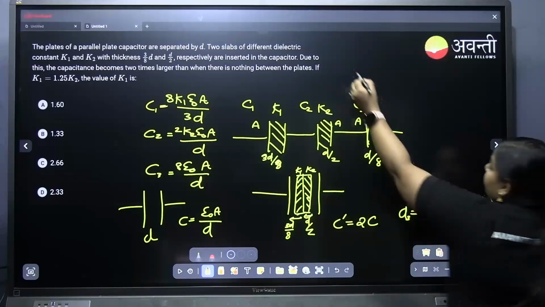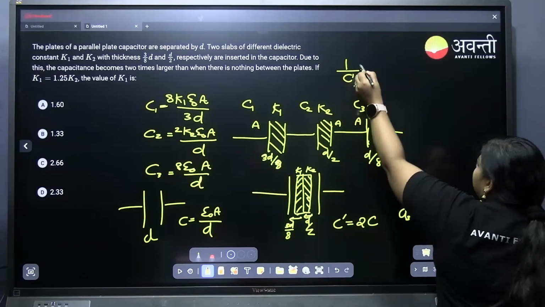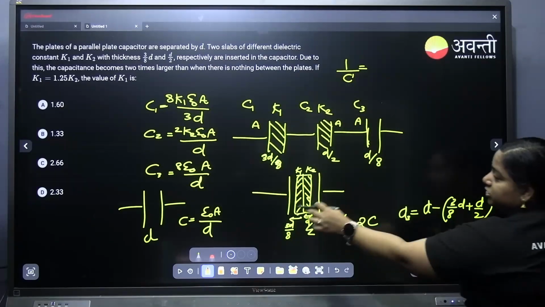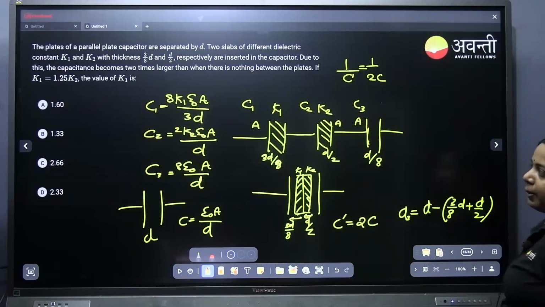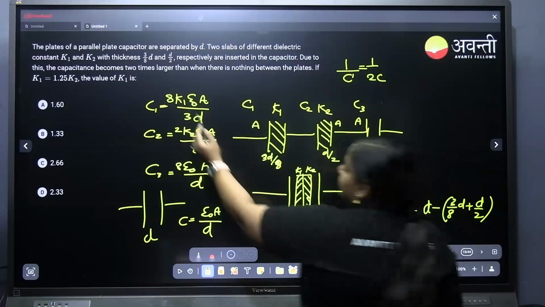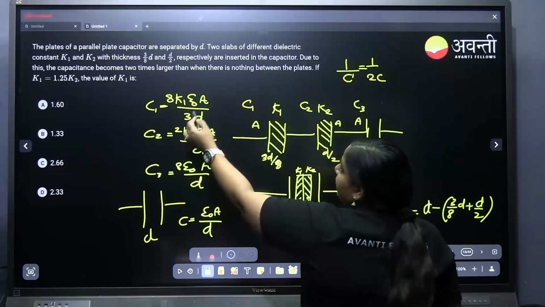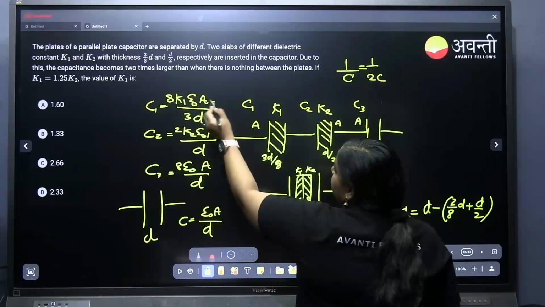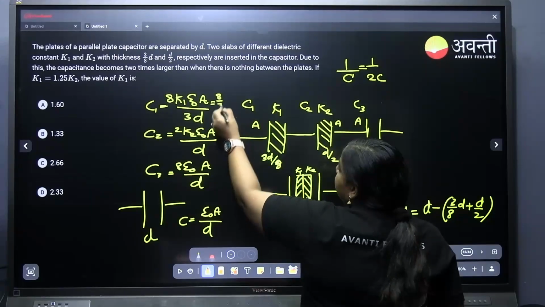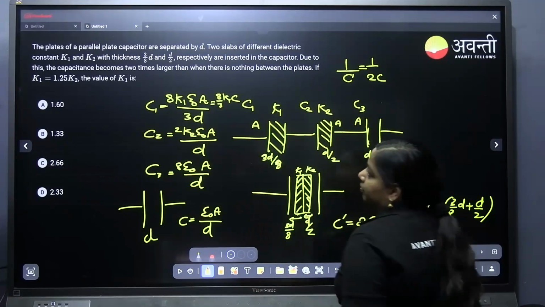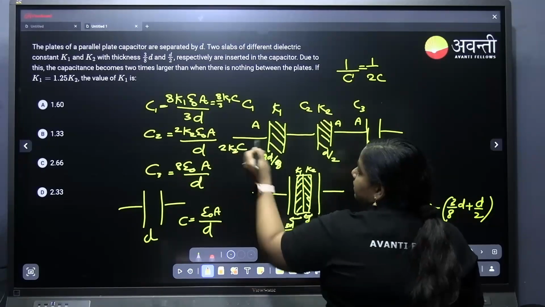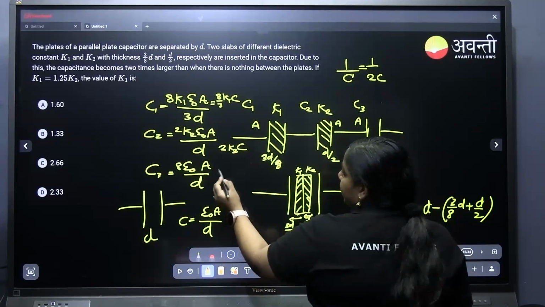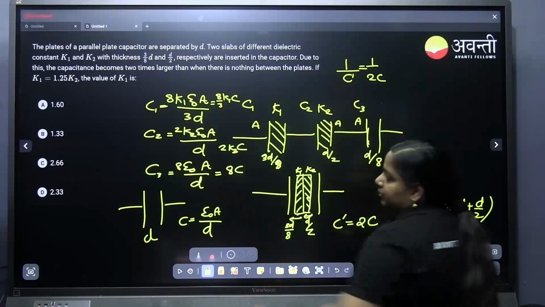Now 1 by C dash, which is equal to equivalent resistance of this combination, equal to 1 by 2C. If you write epsilon naught A by D as C, then this can be written as 8 by 3 K1 into C. This can be written as 2 K2 C. This can be written as 8C.